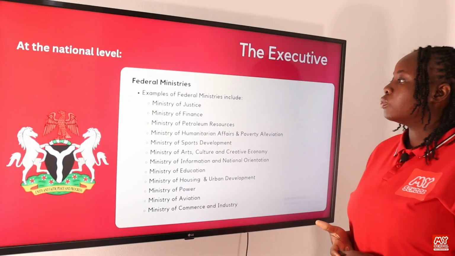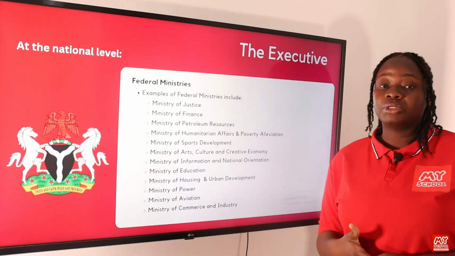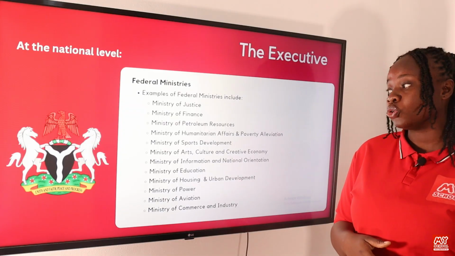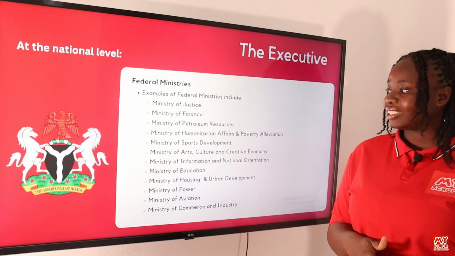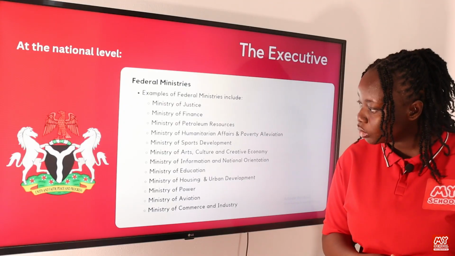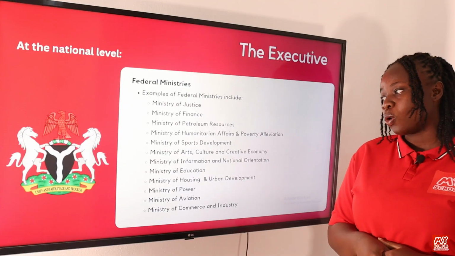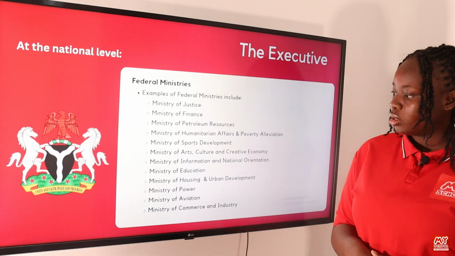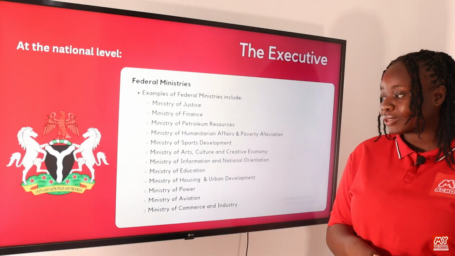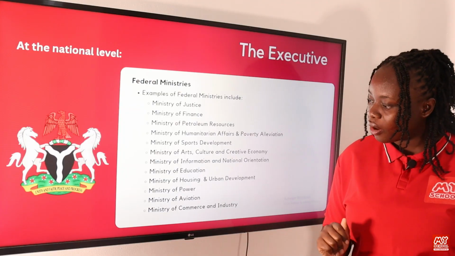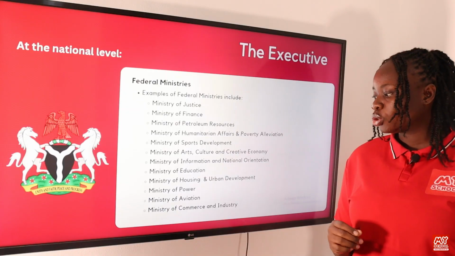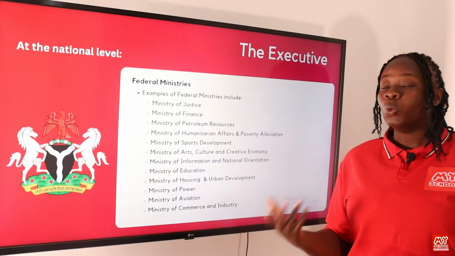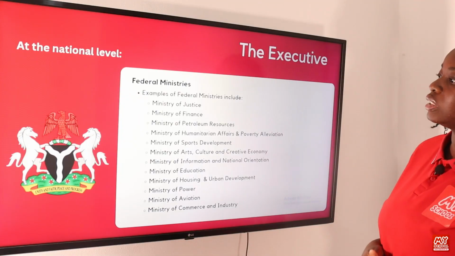Right now, we're going to look at some examples of federal ministries in the country. We have the Ministry of Justice, Ministry of Finance, Ministry of Petroleum Resources, Ministry of Humanitarian Affairs and Poverty Alleviation, Ministry of Sports Development, Ministry of Arts, Culture and Creative Economy, Ministry of Information and National Orientation, Ministry of Education, Ministry of Housing and Urban Development, Ministry of Power, Ministry of Aviation, Ministry of Commerce and Industry, and so on. We have about 25 ministries within the country. Now let's move on to the next slide.